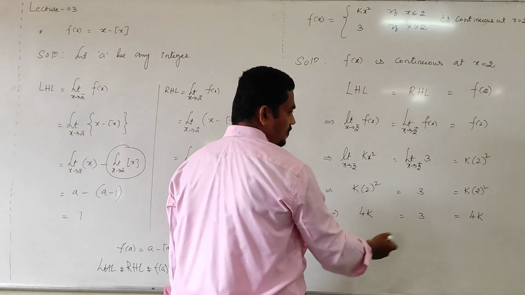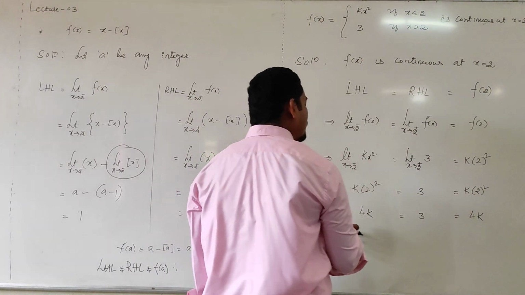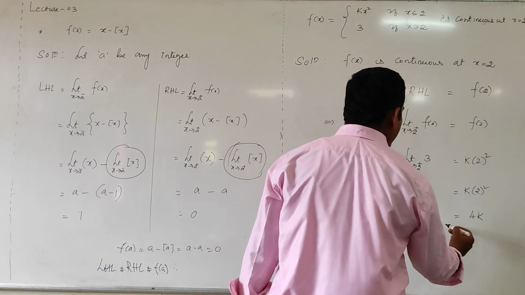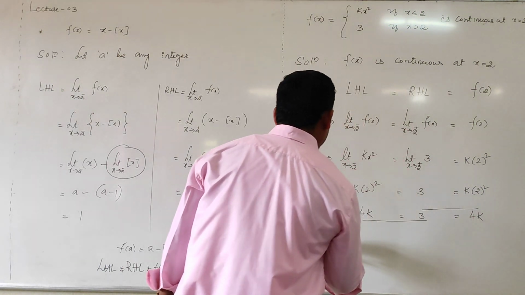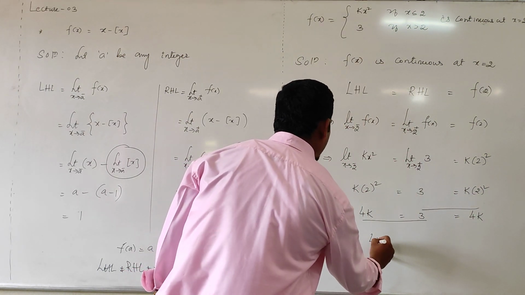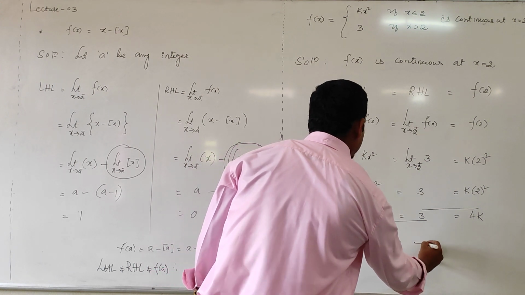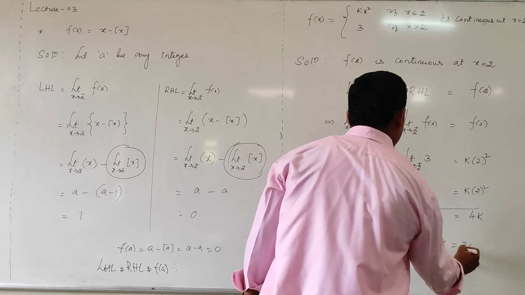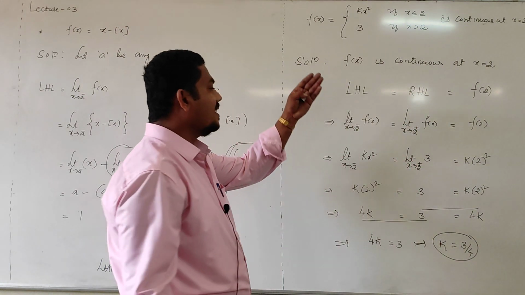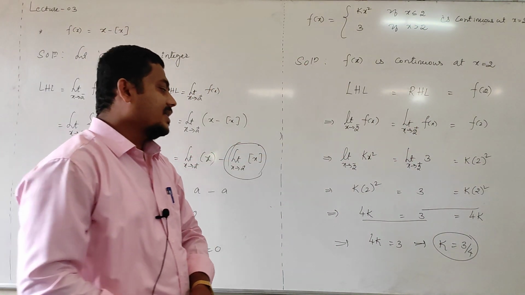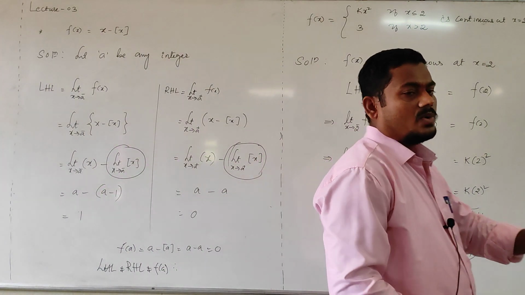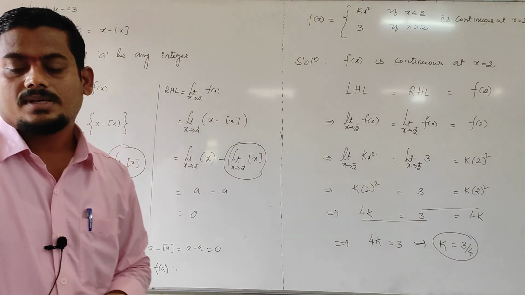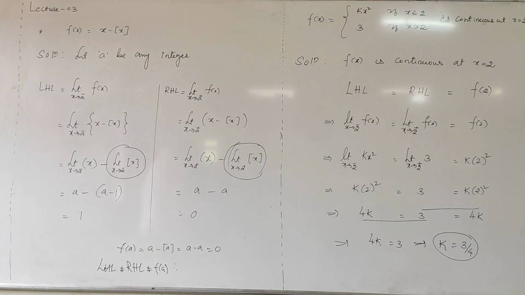Equate any two. These 3 values are equal means any 2 values are also equal. So equate first 2 or next 2. This implies 4k equal to 3. Then k equal to 3 divided by 4. Once function is continuous at x equal to 2, then k value is 3 divided by 4. It is one of the very important 3 mark questions, right? Next question.